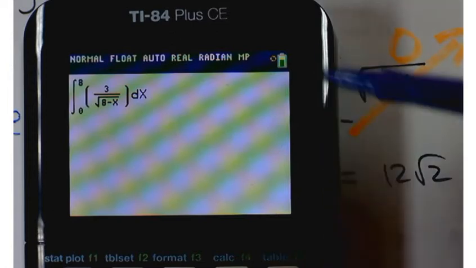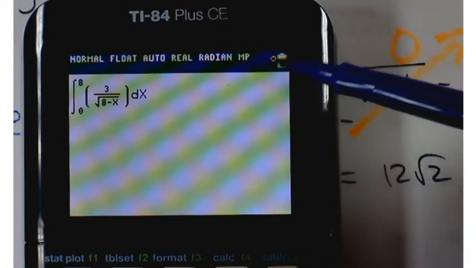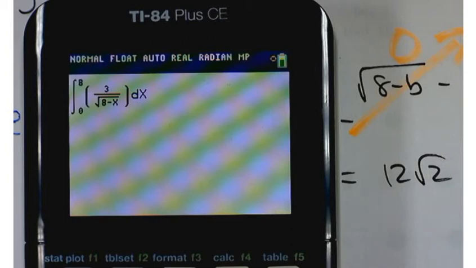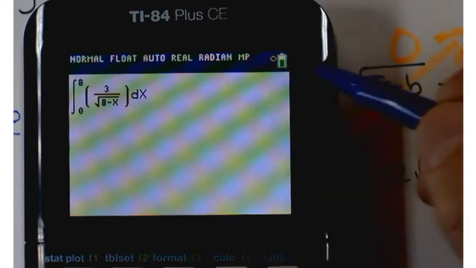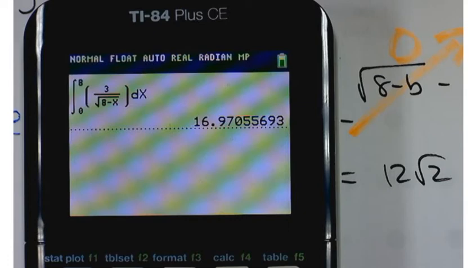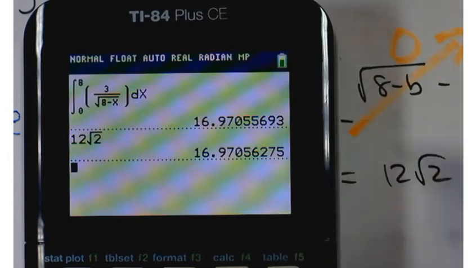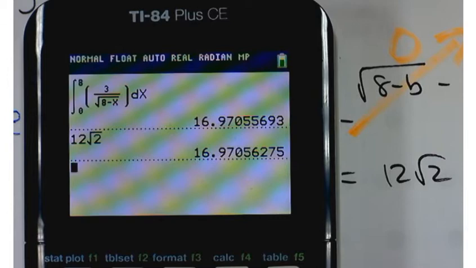By the way, you see that little ball? That's kind of like the spiral of death you see on a Macintosh that says, all right, I'm thinking, just wait for me. I hate it. But that's essentially what it is. It's thinking. This is tough for it to do because you're trying to find the area near a vertical asymptote. So let's compare this to 12 square roots of 2. It's looking pretty good. It's not perfect, but it's pretty good. At least it confirms what we think to be the correct answer.